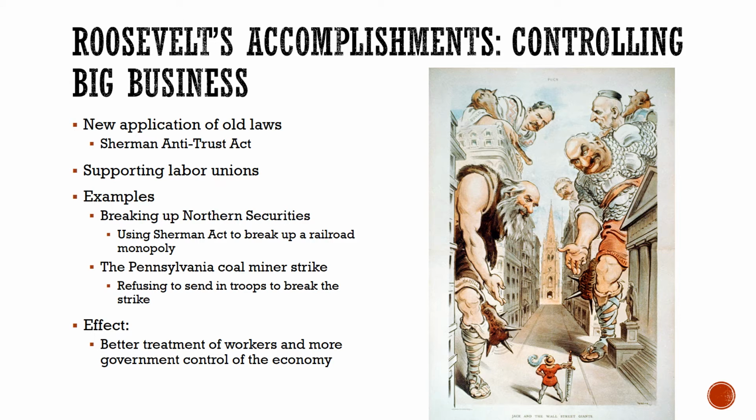Also, Teddy Roosevelt uses his power to back up unions. There's a big strike in Pennsylvania when coal miners say that they don't want to keep working, they want higher wages, they want shorter hours. Teddy Roosevelt decides to let it play out. The big coal companies ask for government assistance. Instead, Teddy Roosevelt says if they don't make a deal with the coal miners, he's going to send the troops in and take over the mines.